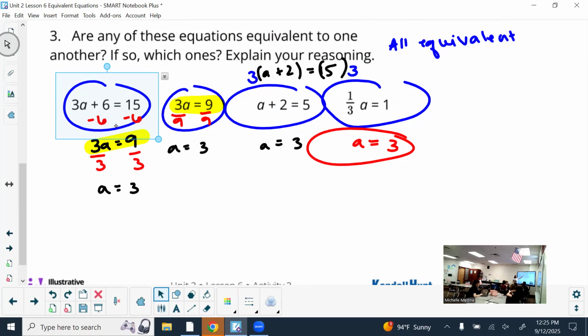And vice versa. You can multiply 3 on each side to get this one. So just because they look wildly different, try to see if you can add, subtract, multiply, divide something on each side to make them equal, to better see that they are. Or you can solve each of them, but that's up to you. That might take longer. But yeah, they have the same solution. They're also equivalent. Questions on that?